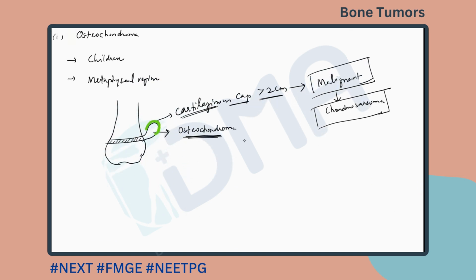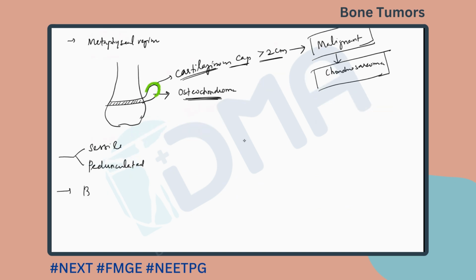So this tumor can be either sessile, that is without a stalk, or it can have a stalk, which is called the pedunculated type. And what problem can it cause? When it compresses over a bursa, or when it compresses over a nerve, it can cause pain. Surgery is excision of the tumor. That is how you are going to treat it. You can remove the tumor. That is called excision. Very simple. Clear?